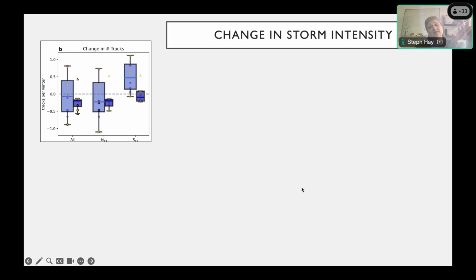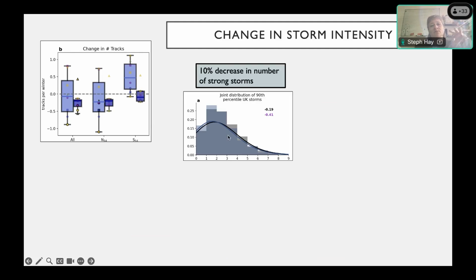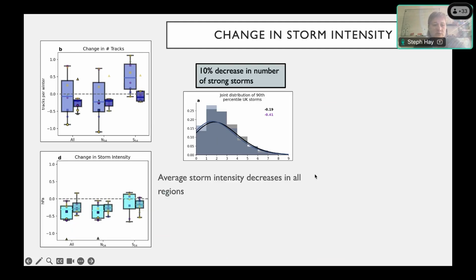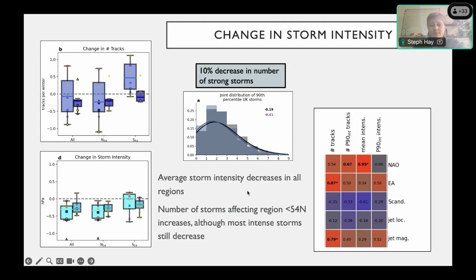I've now separated the tracks into those that exceed the 90th percentile of intensity, and that's the darker blue boxes, and those generally decrease everywhere. So we actually have a 10% decrease in the number of strong storms, which is much more significant. And the average storm intensity decreases across all the regions. And the intensity is well correlated with the NAO, so that makes sense. We can connect these things, whereas the number of tracks, which was poorly constrained across the models, correlates well with the East Atlantic pattern.